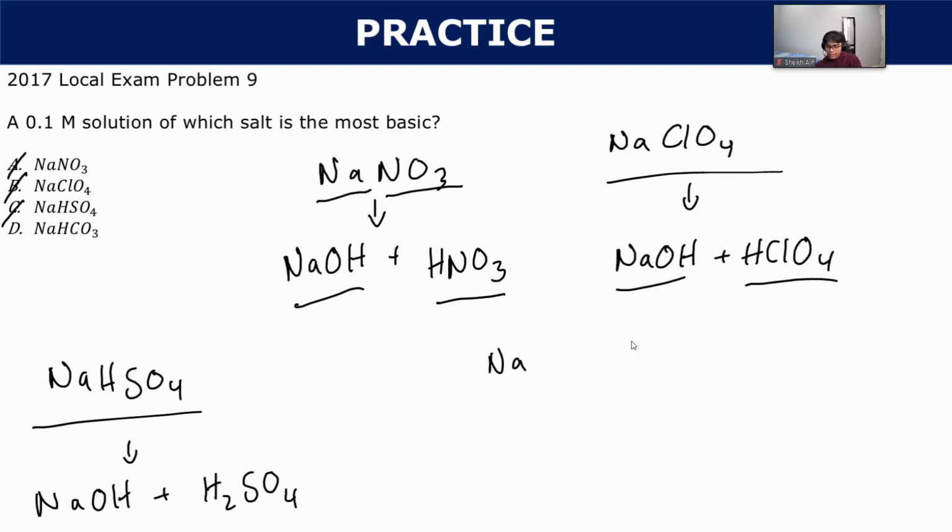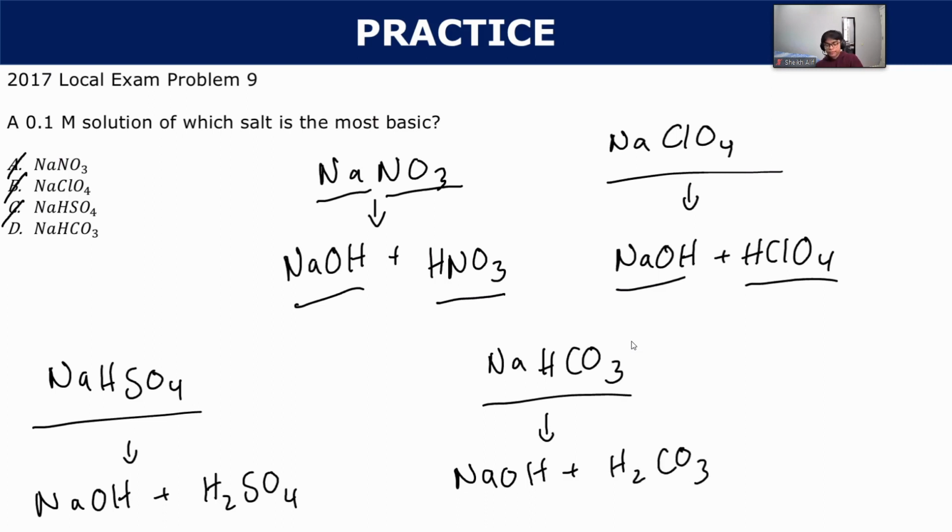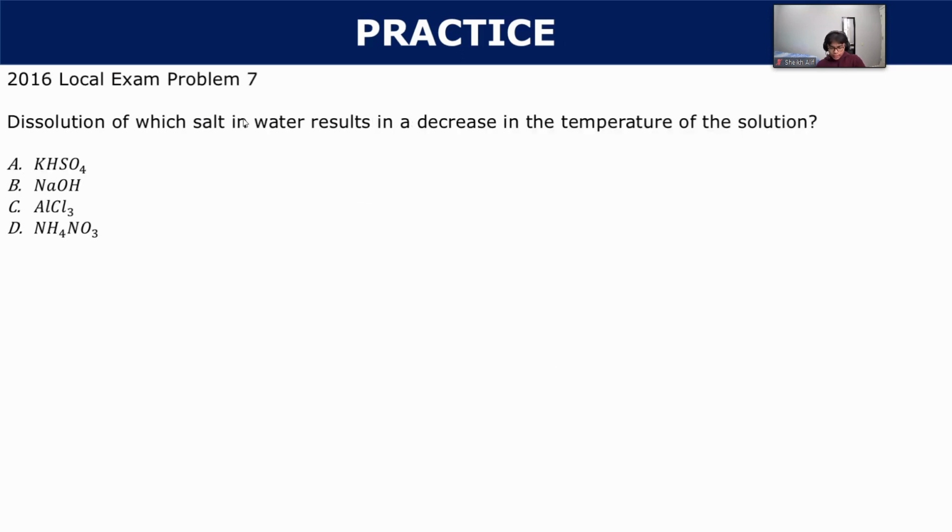And we're left with NaHCO3. Again, we have NaOH and then H2CO3. Carbonic acid, or H2CO3, is actually a weak acid. So we have a strong base and a weak acid, which does produce a basic solution. And so our answer is going to be D. And we are correct. I think we have one more problem.